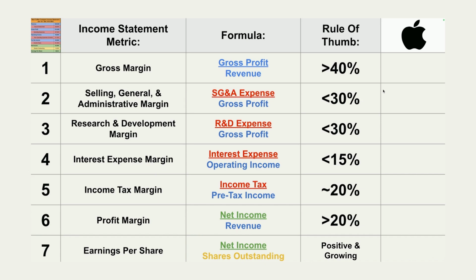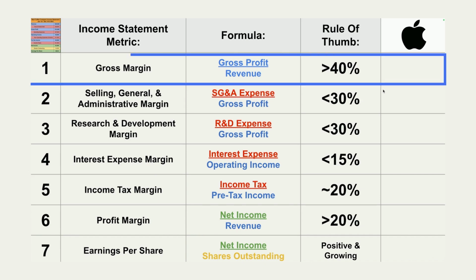For this, we're going to measure Warren Buffett's top holding as of the time of this recording, which is Apple Corporation. So here are Warren Buffett's rules of thumb. Let's first start by checking out Apple's gross margin.